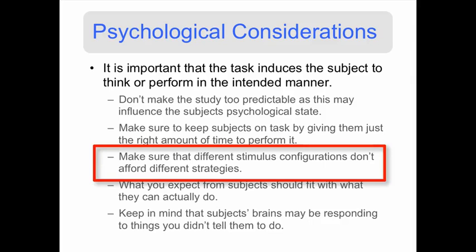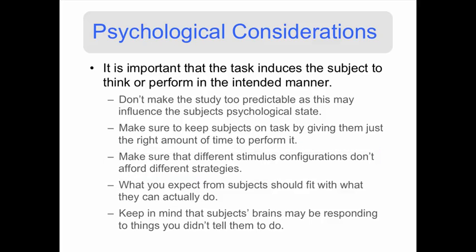The third thing is you have to make sure that different stimuli configurations don't afford different strategies. So it might be if you have certain stimuli in a certain order, you can perform the task in one manner, while if you have them in a different order, you can use a different strategy to solve the problem. And that's no good, because then you're imaging two different types of psychological states.